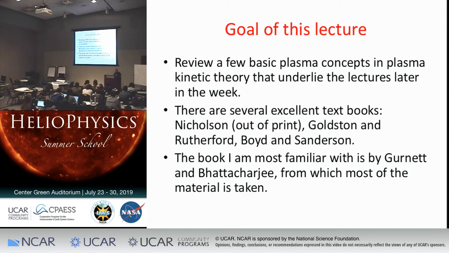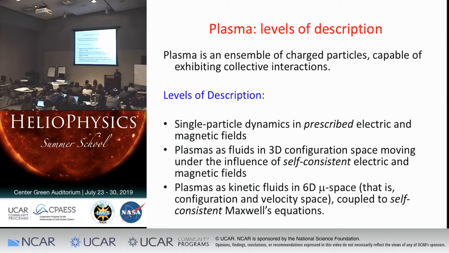So let me begin from the beginning. When you're looking at plasma, which is an ensemble of charged particles, a property that distinguishes plasma is that it's capable of displaying collective interactions. That's the most salient property of a plasma. It's much more than the sum of the parts, much more than a collection of charged particles. And there are different levels of description for such a plasma.